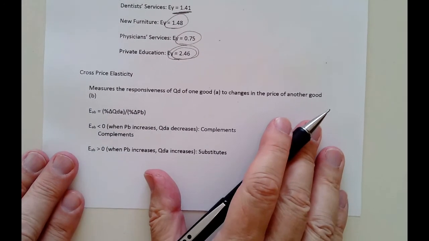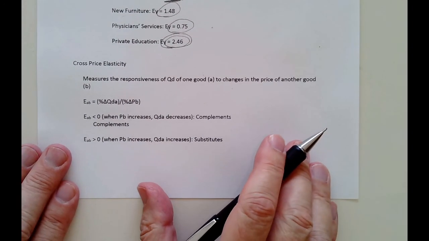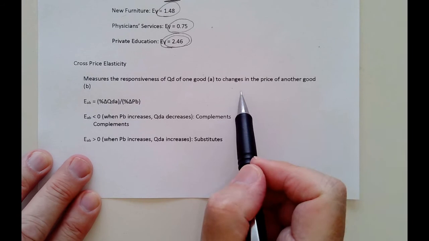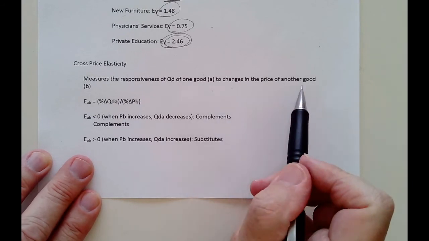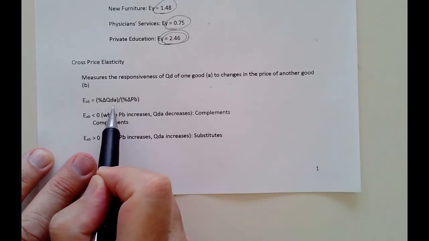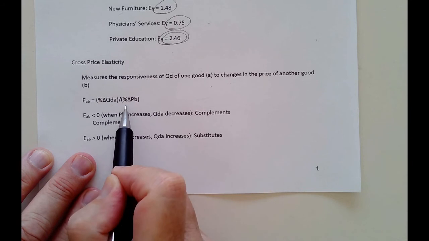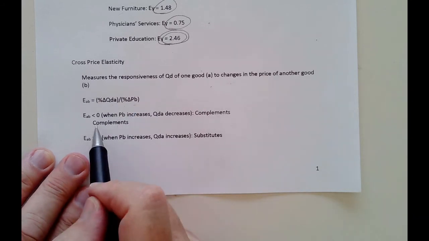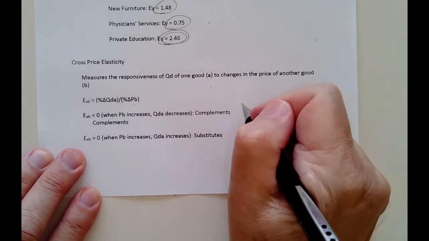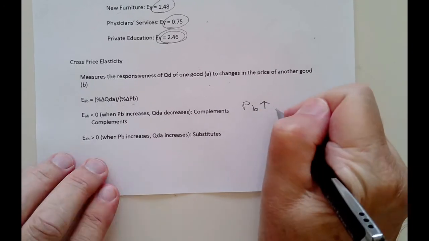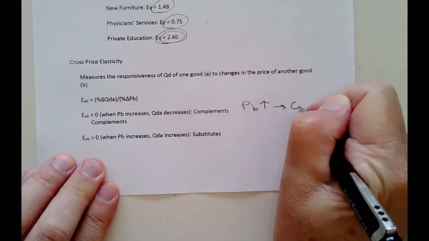Another elasticity is the cross-price elasticity, and this measures the responsiveness of quantity demanded of one good to a change in the price of not this good, but another good. So you want to see the percent change in the quantity demanded of good A divided by the percent change in the price of another good, good B. So now if it's less than 0, it's negative. So this tells me when the price of B goes up, we're going to be buying more A.